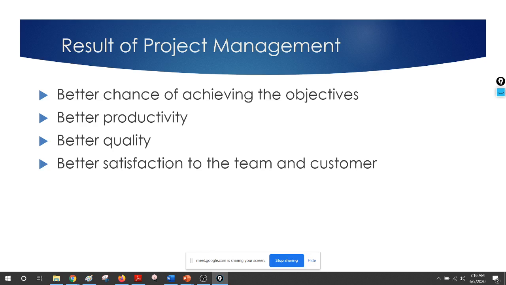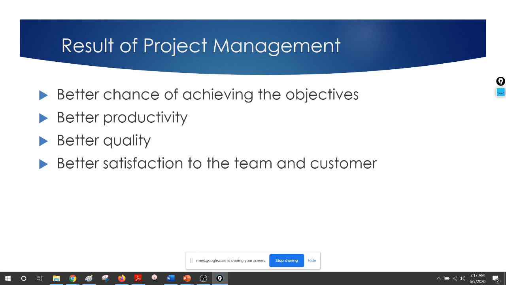So they have a better chance of achieving this, right? And also they have better productivity. People who are managing things have better productivity, and also their quality is high. So that is why they are always getting good results, right? Whenever they do something, a high quality product is there, right? So better satisfaction to the team and customer.